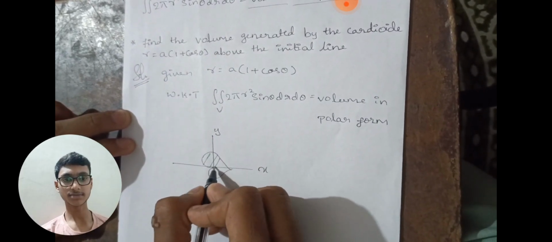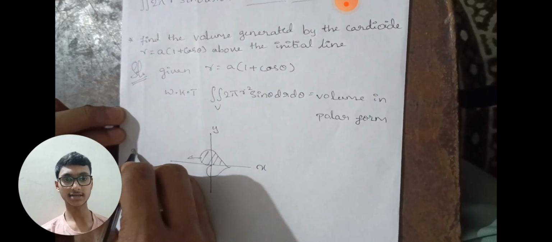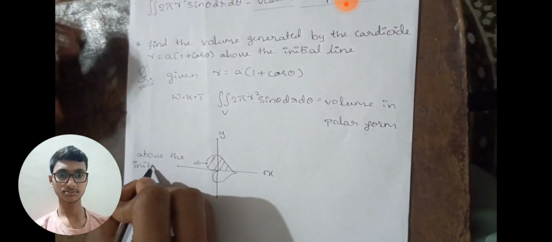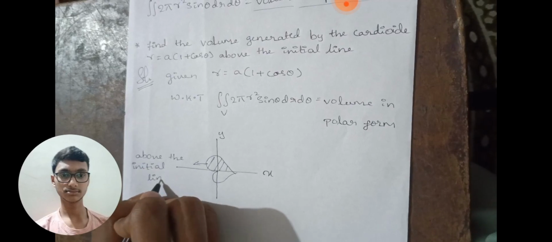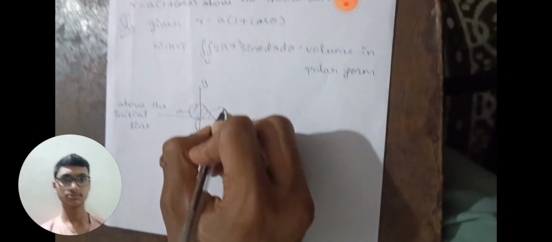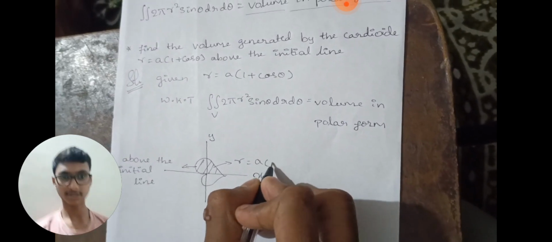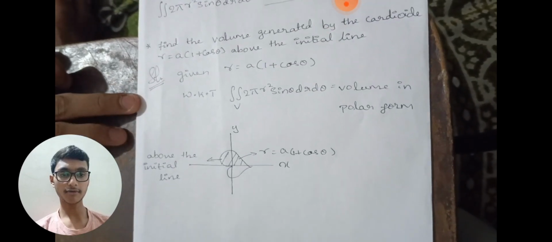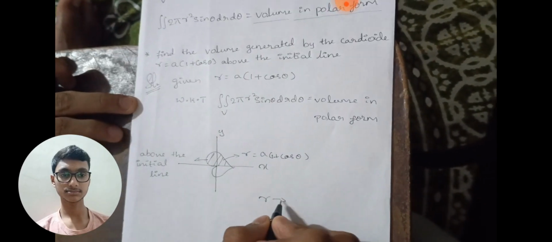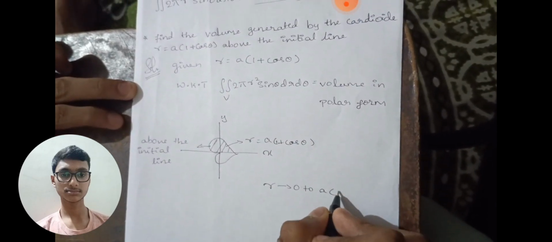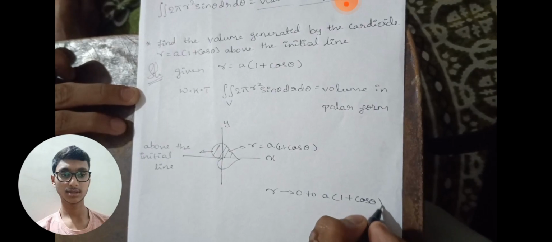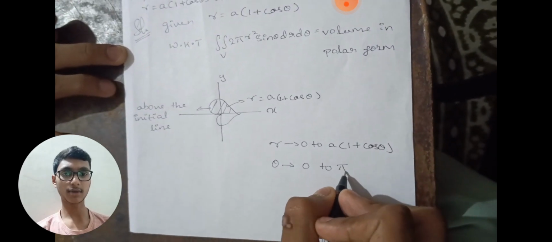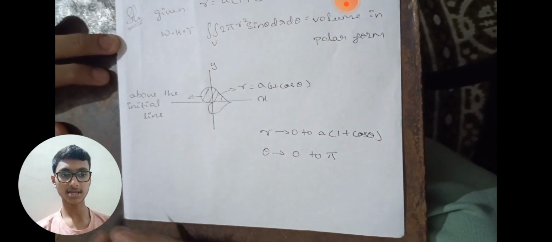Let us shade the above region. So this is the area of the region above the initial line. r is equal to a of 1 plus cos theta. So the limits of r vary from 0 to a of 1 plus cos theta, and the limits of theta vary from 0 to pi. As the straight line angle is 180 degrees, it is represented by pi. Pi is nothing but 180 degrees.